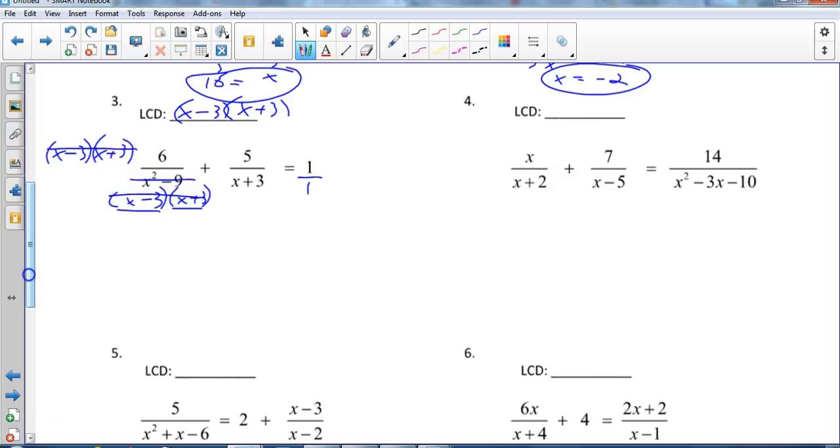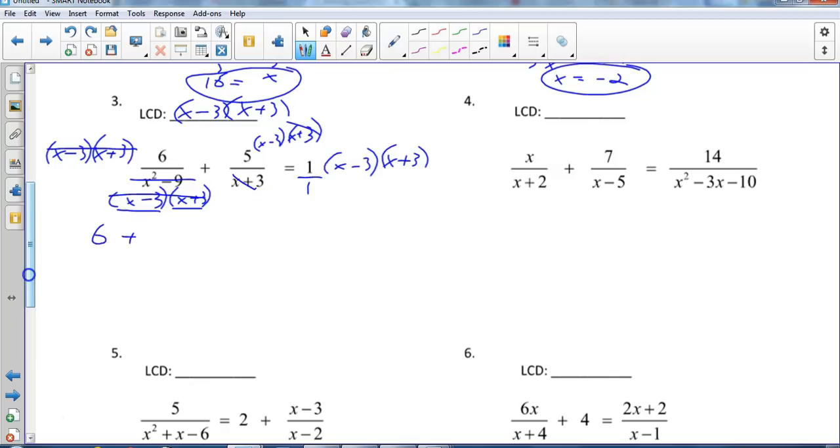Sorry, this fraction. I'm going to multiply this one times x minus 3, x plus 3. The x plus 3 is going to cancel. And then I'm going to multiply this by x minus 3, x plus 3. And nothing's going to cancel. So what am I left with?